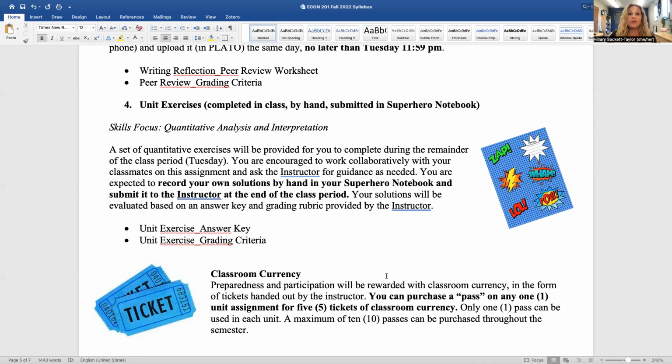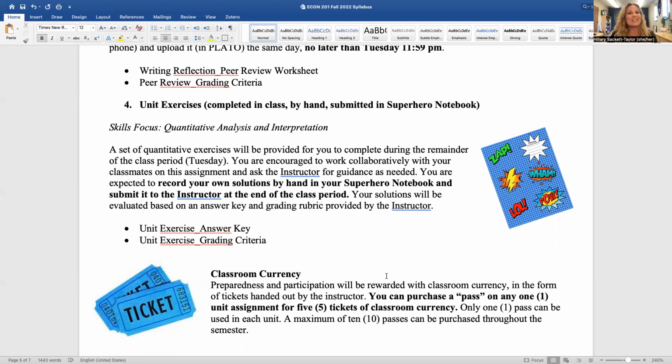There'll be math, graphing, figures, and interpreting data. This set of exercises will be provided to you in class so you can work together as a team with the other people at your table. You'll be expected to record your own solutions in this notebook and hand in the notebook to me for evaluation. I'll provide you with an answer key and the grading criteria that I'll be using to evaluate.